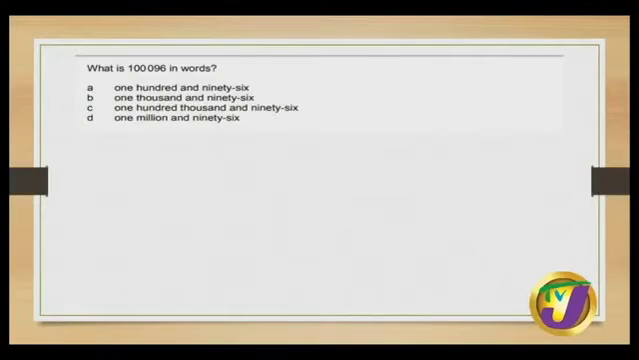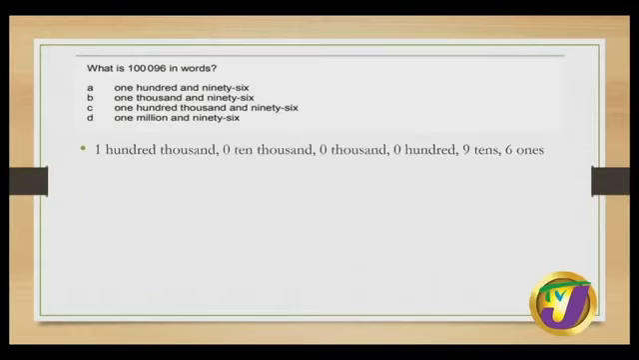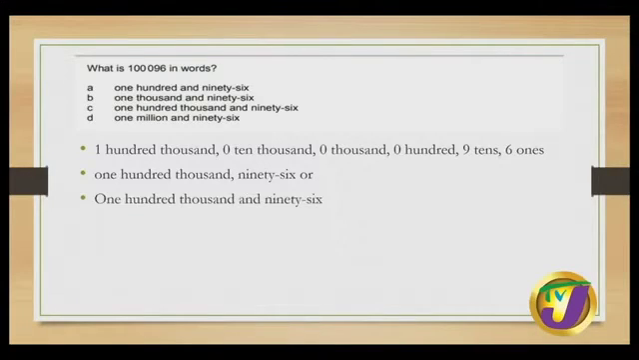What is 100,096 in base 10 in words? All right, let's see if you got that one. So let's look at each digit. So we have 100,000, we have 10,000, we have 0,000, 100, 9 tens, 6 ones. How do we call that number? Yes, we say 100,096. So in this case, the option that you would have chosen would have been 100,096, and that would be C.